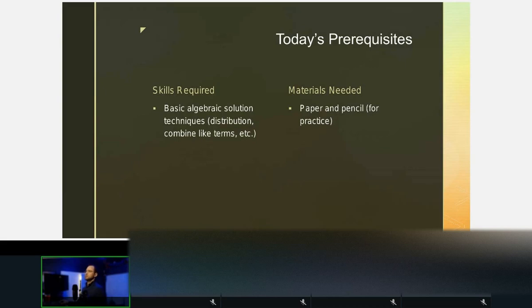Okay, we are going to need your basic algebra, distribution, combining like terms, etc. Make sure you have paper and a pencil or a pen. So all of you should have something in front of you ready to take notes and work out examples, because you cannot learn math by just watching. You need to watch, and you also need to participate by doing these problems. One, you learn better that way, and two, it'll hopefully keep you awake.